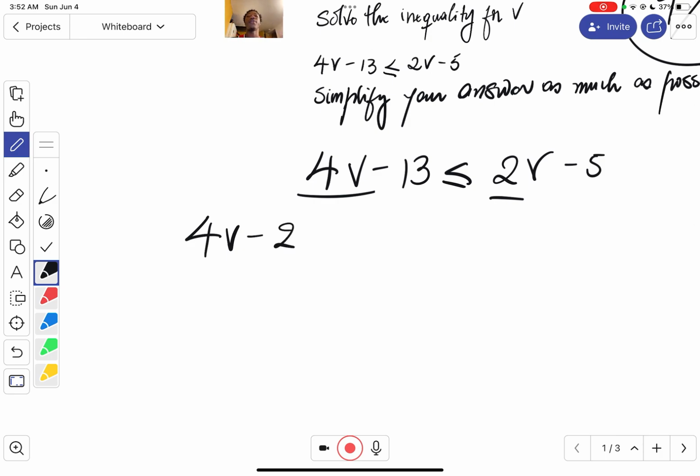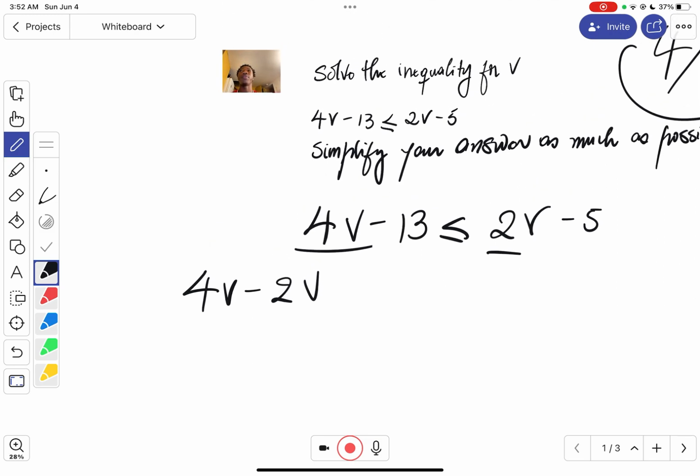So why did I put negative 2v? The reason is that each time a term goes from the left to the right or from the right to the left, the sign will flip. If it was negative 5 and you change the side, left to right or right to left, it will change. If it's negative, it's gonna be positive, and if it's positive, it's gonna be negative.